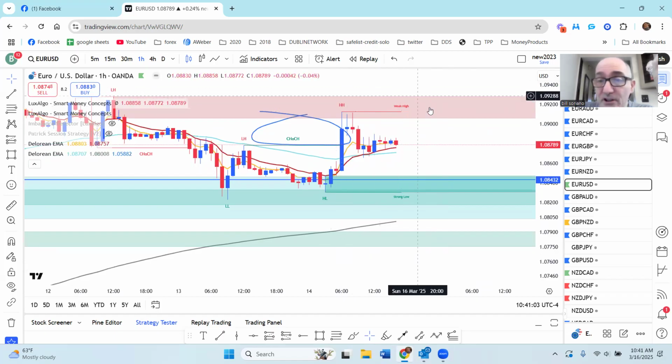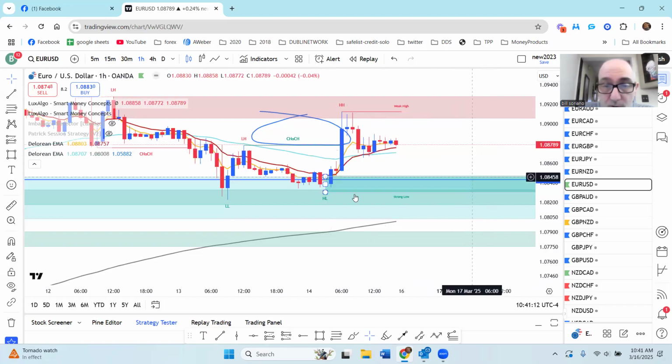Now you can see a supply zone here on the 1 hour, but we're not going to use that for our take profit. We're going to use the 4 hour supply zone.